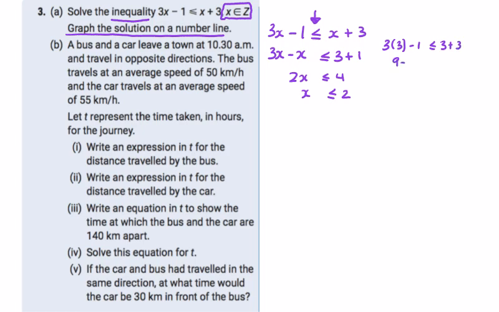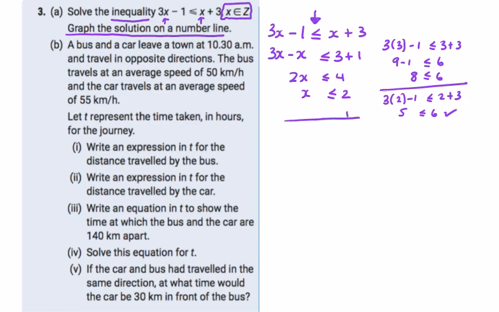So is 9 minus 1 less than or equal to 6? 8 less than or equal to 6? No. So does 2 work? 3 times 2 minus 1 less than or equal to 2 plus 3. That's replacing x with 2 here and here. 5 is less than or equal to 6, so you can see that 2 does work and 3 doesn't. So we have it correct.